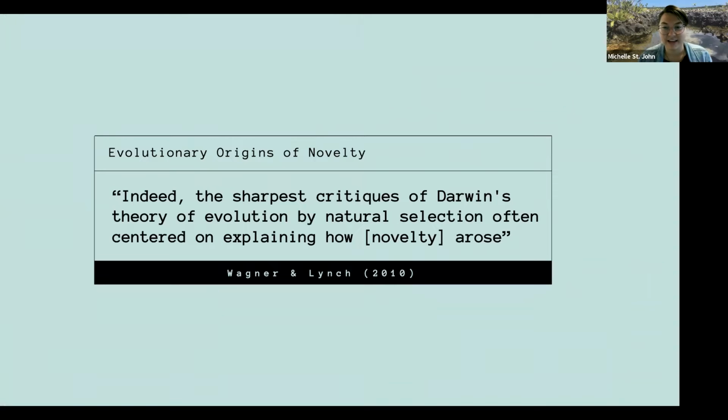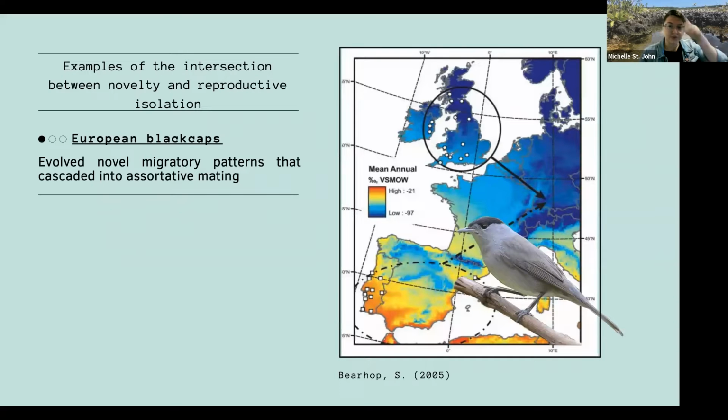And I think understanding the evolutionary origins of novelty is interesting because they are not particularly well addressed by Darwin's theory of evolution, nor are they well incorporated into the modern synthesis. And I think one way to address this gap is by investigating the relationship between novelty and the formation of reproductive isolation. So there are currently a few examples illustrating this potential relationship.